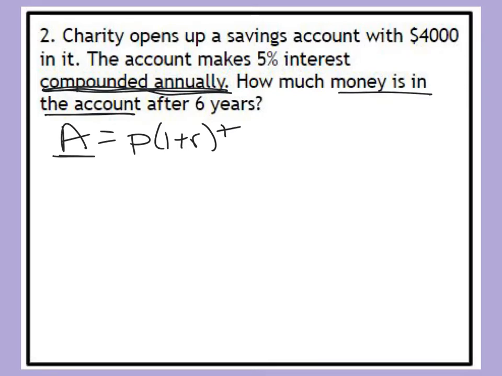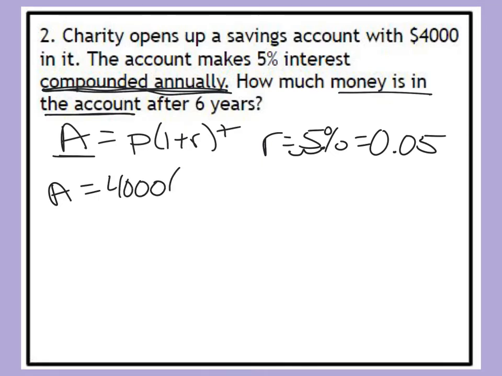I also need to change my rate from a percent to a decimal. So my rate is 5%. I'm going to divide that by 100, or move the decimal point over to the left twice. And so my rate's now going to be in decimal form, 5/100ths, or 0.05. And the time is already 6 years, so I don't need to change the time at all. So I'm going to go ahead and plug this into my formula. A equals the principal, which is 4,000, times 1 plus the rate, 0.05, to the T power, which is 6.